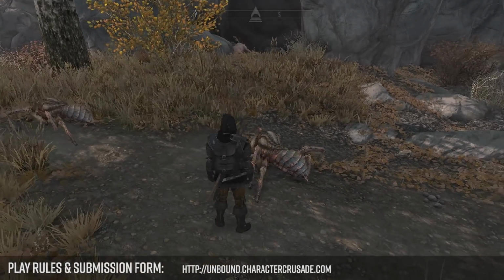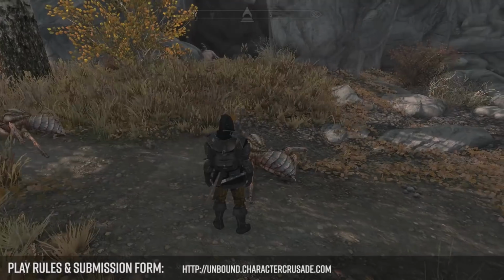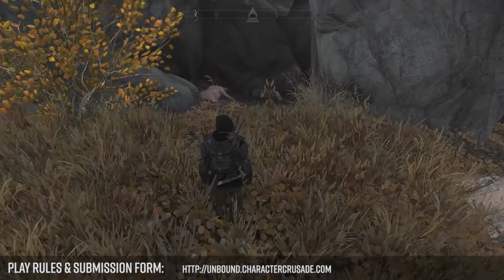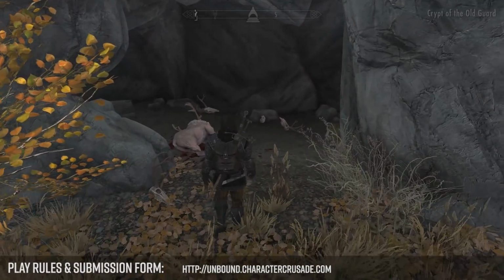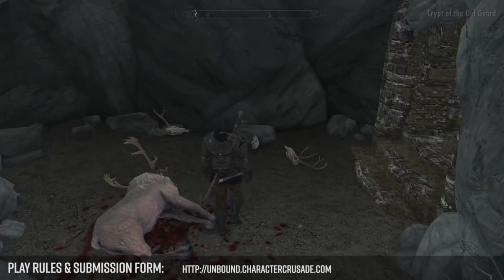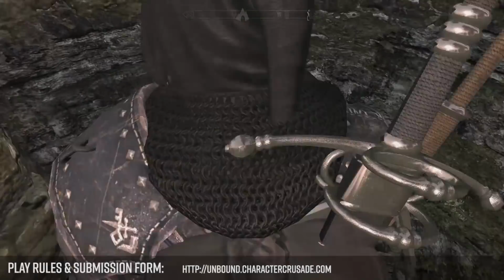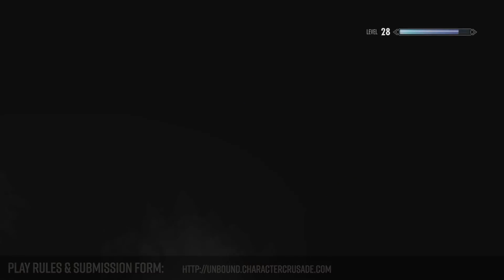All right, so the tracks of our fleeing vampire lead us here. And here we find the Crypt of the Old Guard. If you are looking for this mod, go out on Nexus, Crypt of the Old Guard. It's quite excellent.